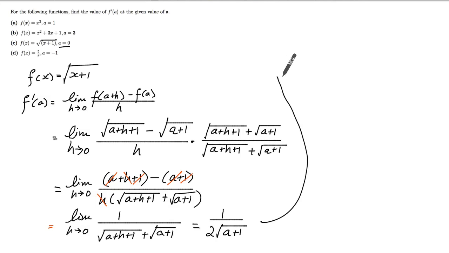We're now ready to evaluate f prime of a, where a is equal to 0. Plug 0 into f prime of a, and we get 1 over 2 times the square root of 1, which is simply 1 over 2.